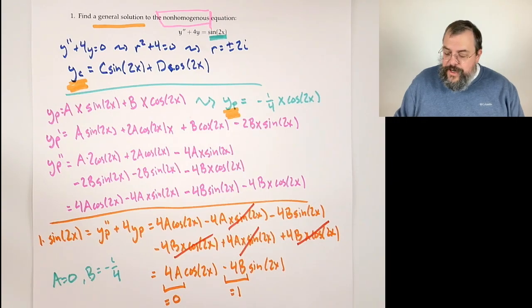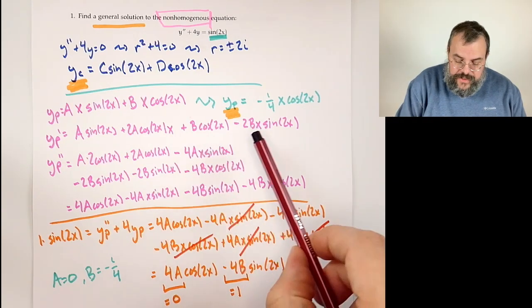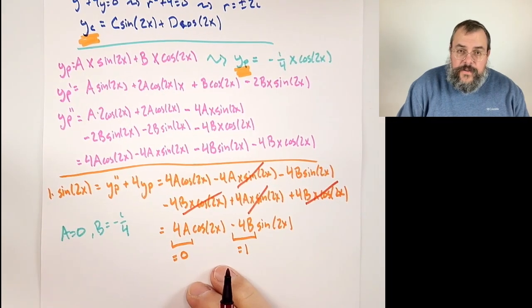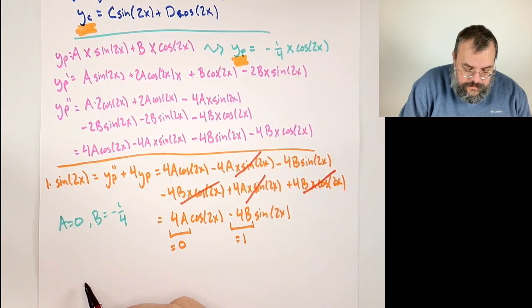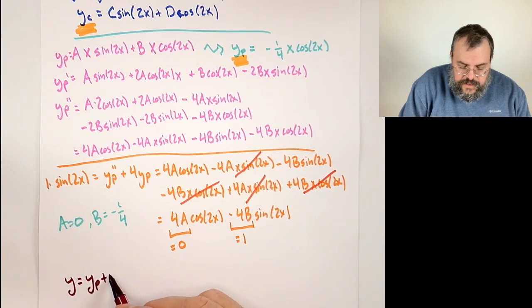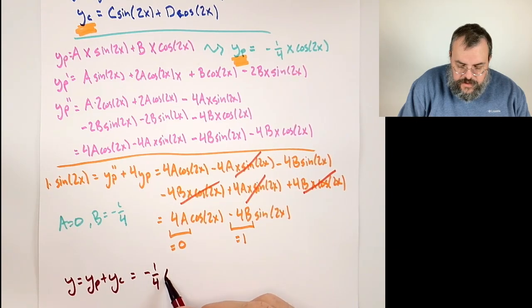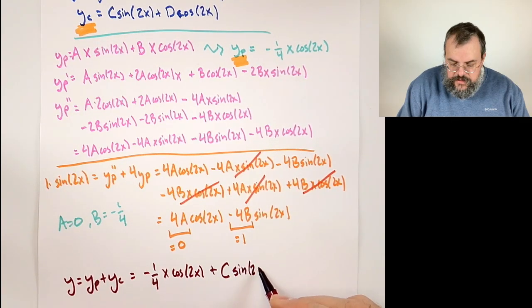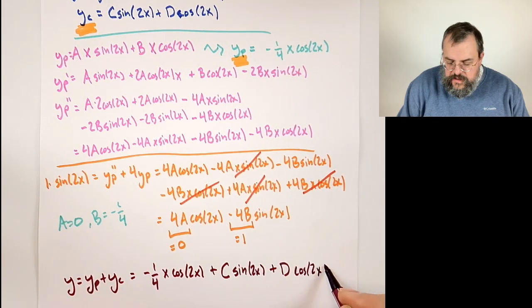So we're now ready to write our answer. We basically just add those two together. So our final answer is going to be y, which is our particular solution, plus our complementary solution: minus 1/4 x cosine 2x, plus some constant c, sine of 2x, plus some constant d, cosine 2x.